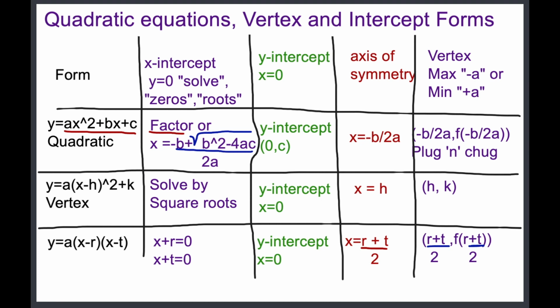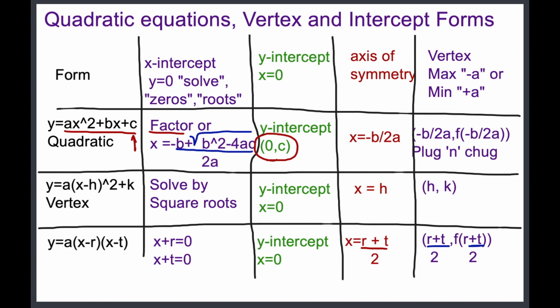The next important thing about this is the y-intercept. The y-intercept is that constant c right there. The one without the x on it tells you the y-intercept. That's a very simple thing to pick up that a lot of people miss.